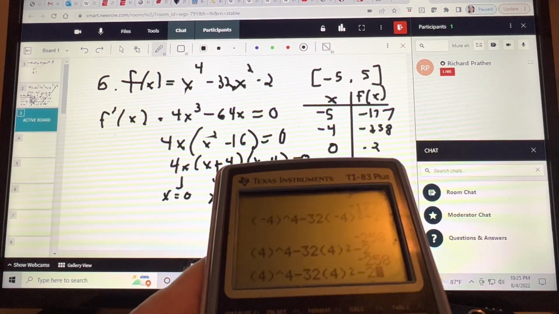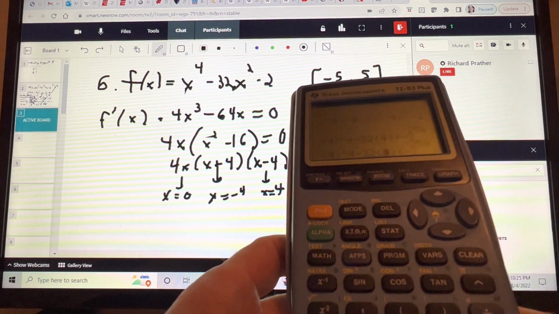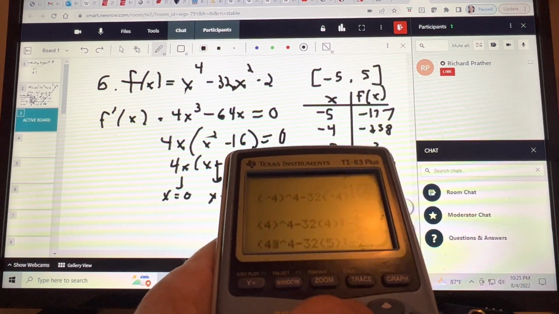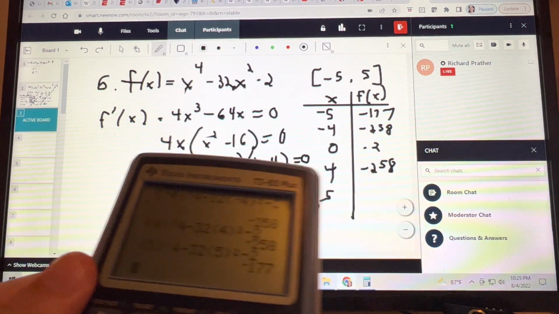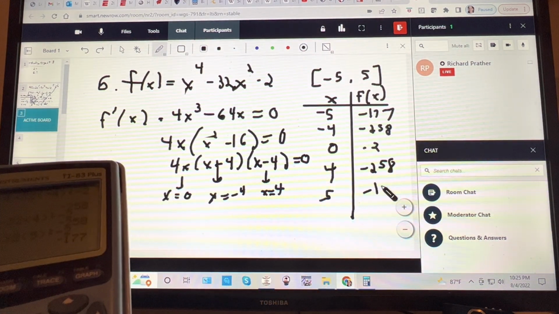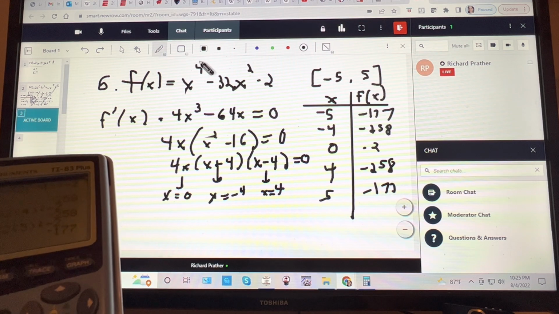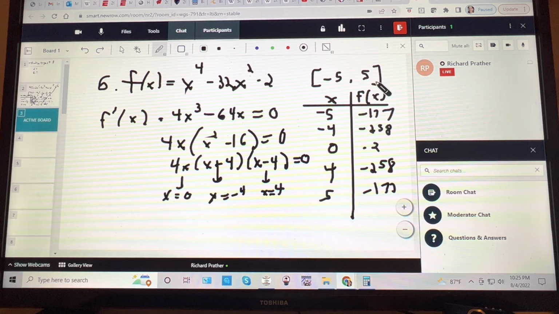And then I need to do 5 lastly. Type over the 4s with a 5. F of 5 is -177. When you have even exponents, that often happens where you get repeated answers on the negative side versus the positive side. But in these 5 answers, even though some of them repeated, out of these 5, the highest one is the -2. So that's an absolute maximum value of -2, and it only occurred at x equals 0.